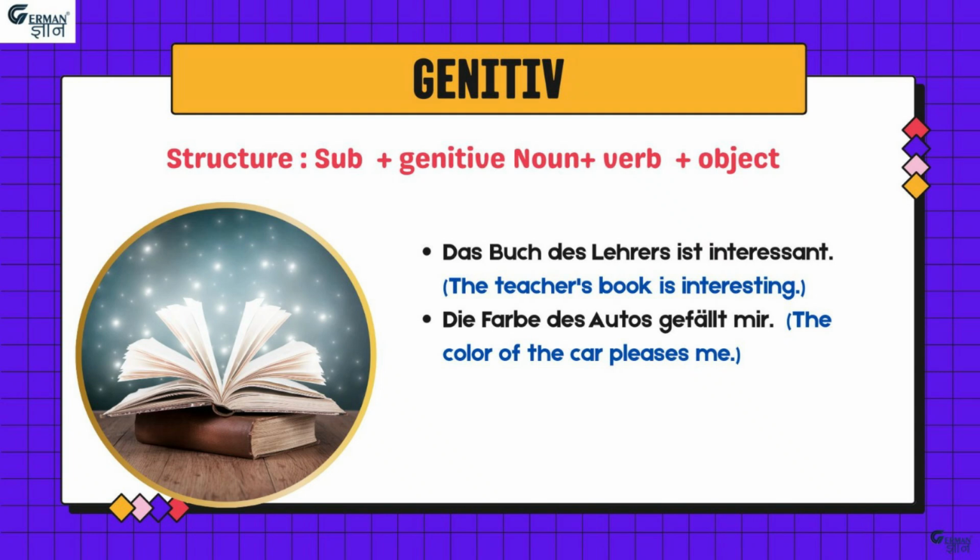Second thing which you have to remember while using genitive is that if you are using a masculine or neuter noun for the genitive case, then there comes the ending s or es, means the object takes the ending either s or es. For example, in the first sentence the ending is s with Lehrers, and in the second also the ending is s with Autos.